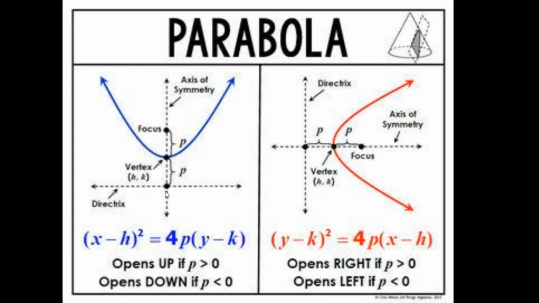Okay. Next is yung directrix. Yung directrix is also p units away from the vertex. Again, ganun din. Kung ang p natin is 4, it's 4 units away from the vertex. Pero line siya. So, line siya sa likod ng parabola. Ganun din dito. Line siya sa likod ng parabola.